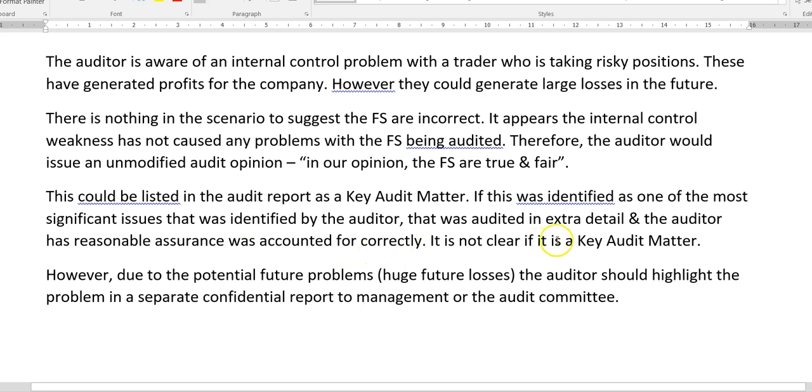So it's not clear from what we've been given if it is a key audit matter, but if there was a lot of marks going for it, you get a mark for discussing that. And then, due to the potential future problems, the auditor should highlight the problem in a separate confidential report to management or the audit committee. Now, this wasn't a PLC, but it didn't say, if it exists, I suppose, or if there is. So that's it. That's your answer to that.